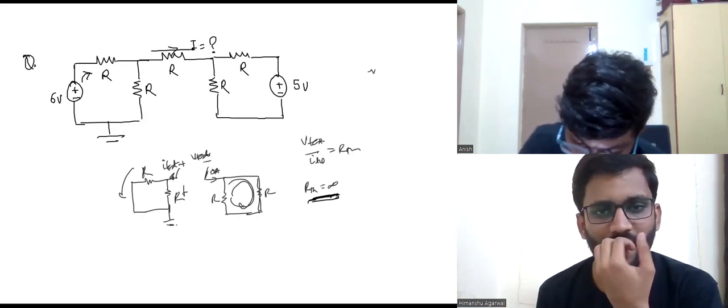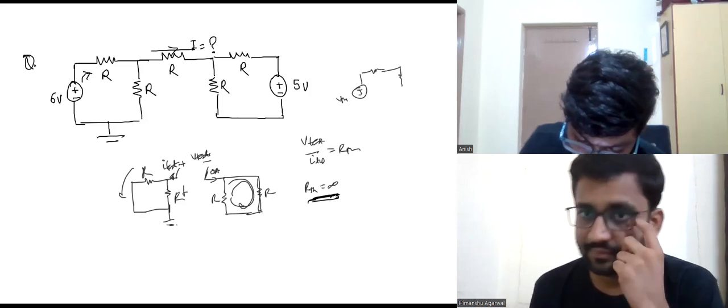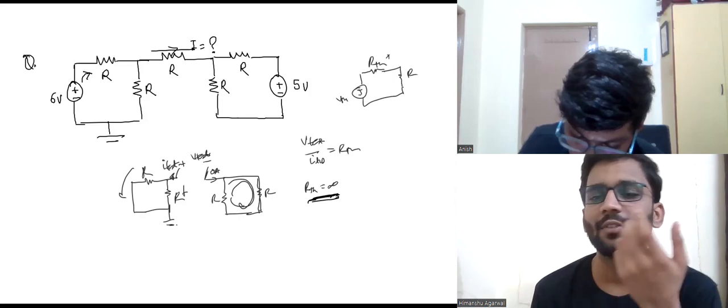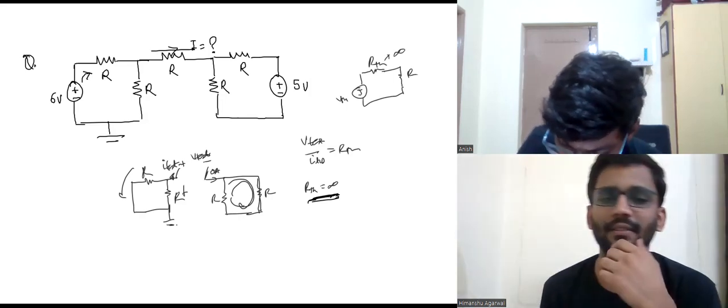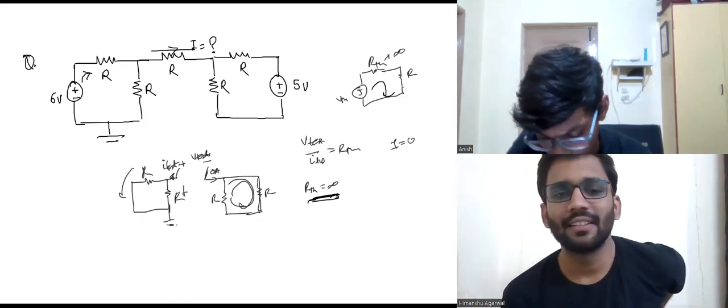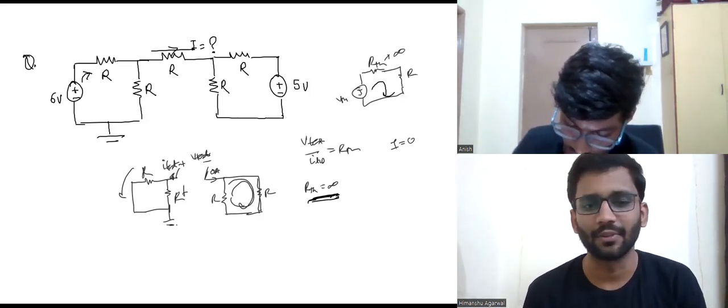Basically, we have this equivalent VTH and this R, right, and RTH. So in this case, RTH is infinity, and the current would be zero. Yeah, that's understandable, the current will be zero. I solved it by some other method that I have solved on YouTube as well, so I won't explain it here. But that's a very good approach.